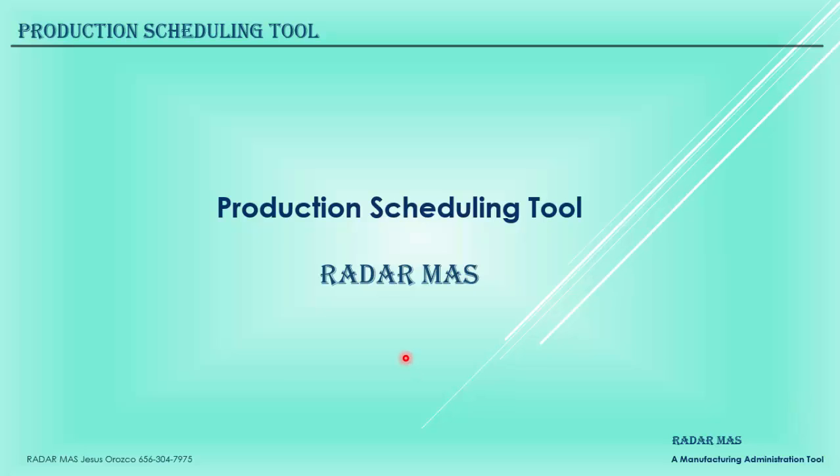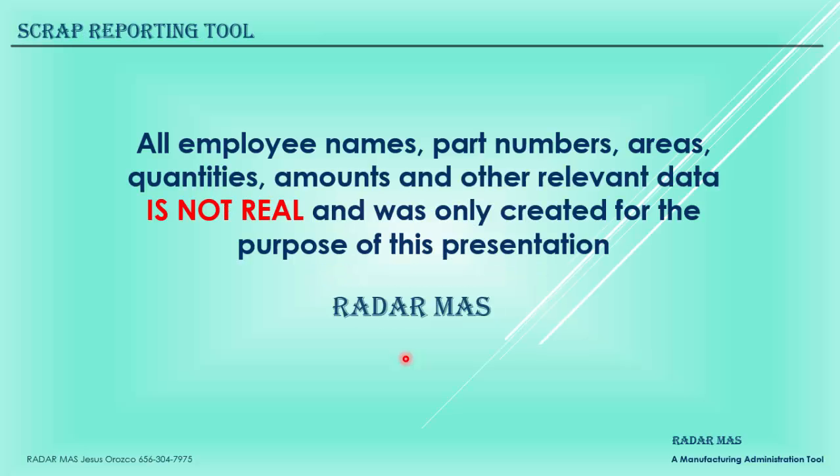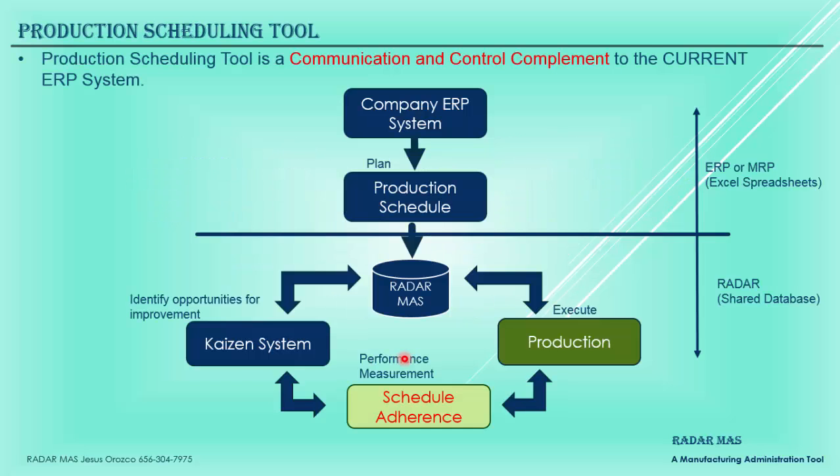The production scheduling tool in RaiderMass. The production scheduling tool is a communication and control complement to the current ERP system. It doesn't replace your company ERP system, nor the production schedule methodology that you use.